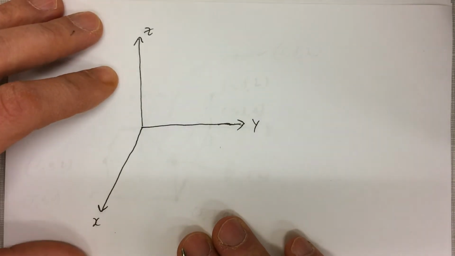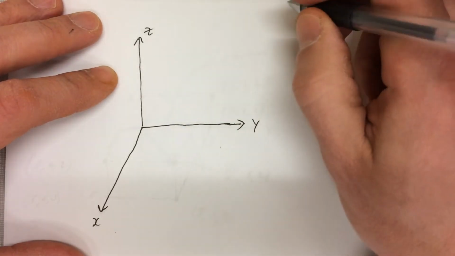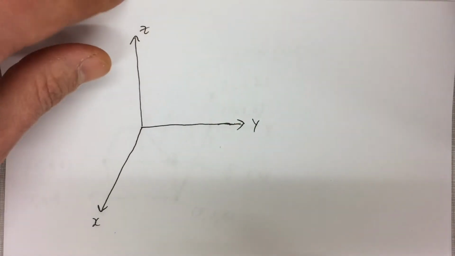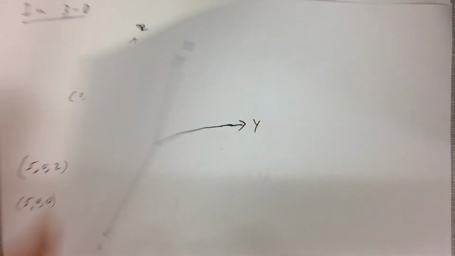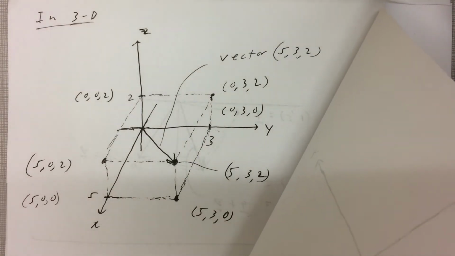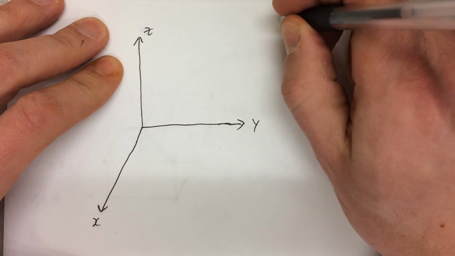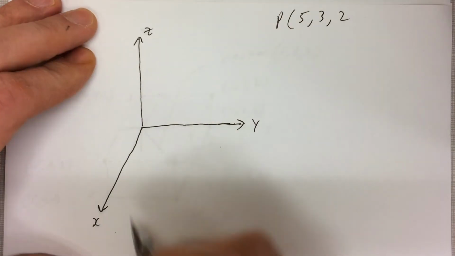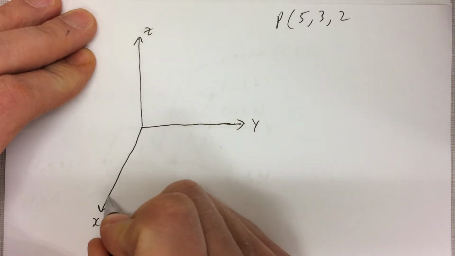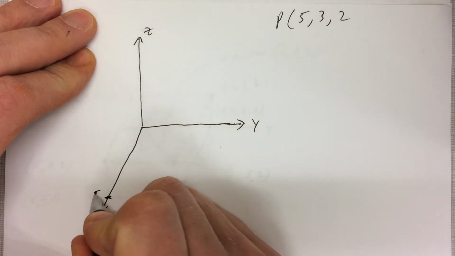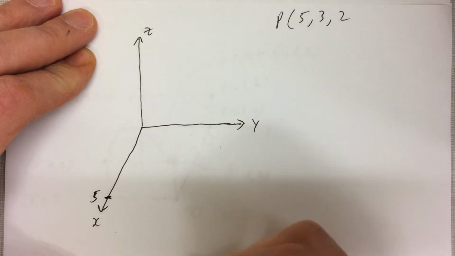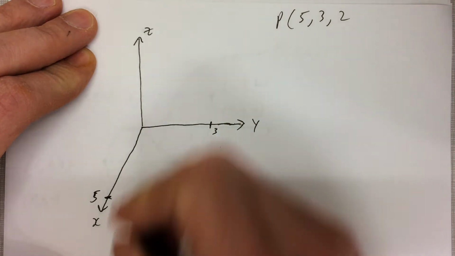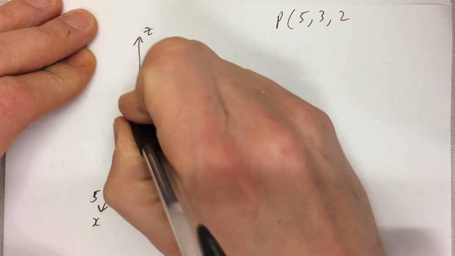Okay, so in this case, if you want to plot the point, let's see what it is here, 5, 3, 8, or 5, 3, 2, sorry. So the point 5, 3, 2, well, you're going to go 5 units on the x-axis, so let's say 5 units is there. Then you're going to go 3 units on the y-axis, so let's say 3 units is there. And 2 units on the z-axis, so it's 2 is there.